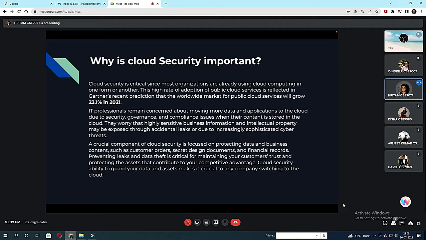So here the role of cloud security is to protect the data that is present in the cloud: the data of the customers, orders, secret design documents, financial records or any sensitive data. Preventing leaks and data theft is critical for maintaining your customers' trust and protecting the assets that contribute to your competitive advantage. So basically, cloud security is the ability to guard your sensitive data and assets, which makes it crucial to any company switching to cloud computing.